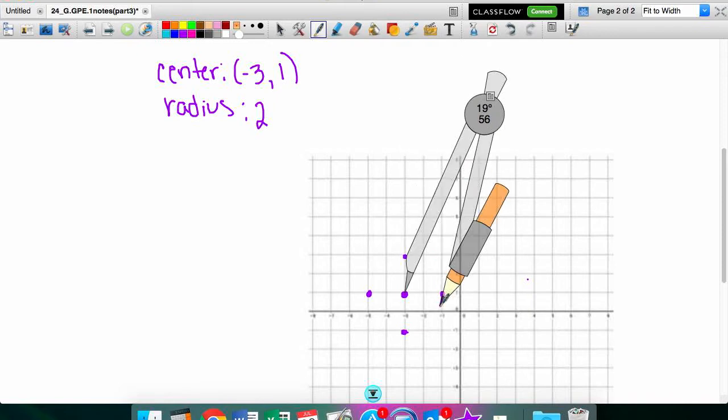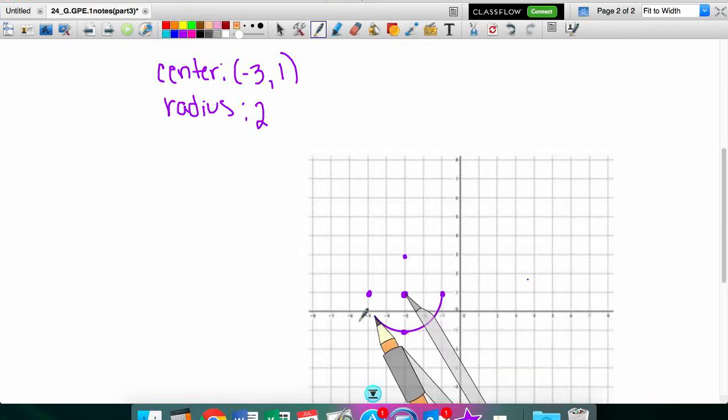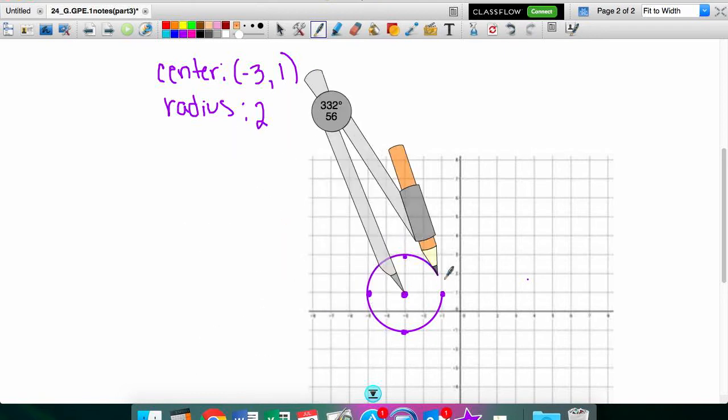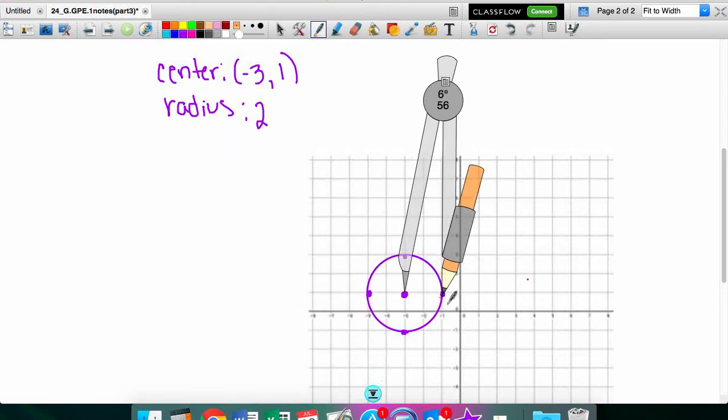And I'm going to create my circle, and hopefully it cuts through all those 4 points if I've counted them correctly. If one of your points is completely off, check either the circle that you sketched, maybe the compass slipped on you, or check the points themselves. Maybe you didn't count accurately. And there's our circle.